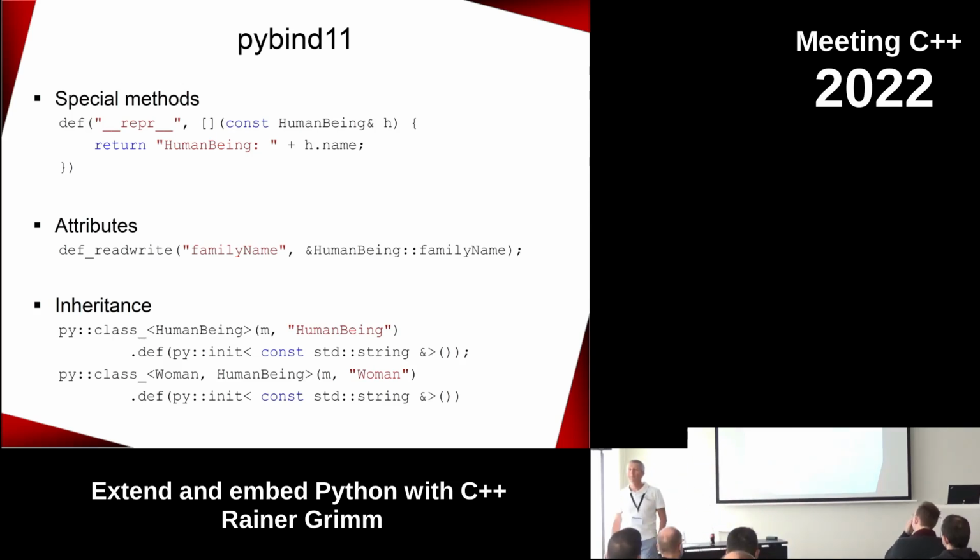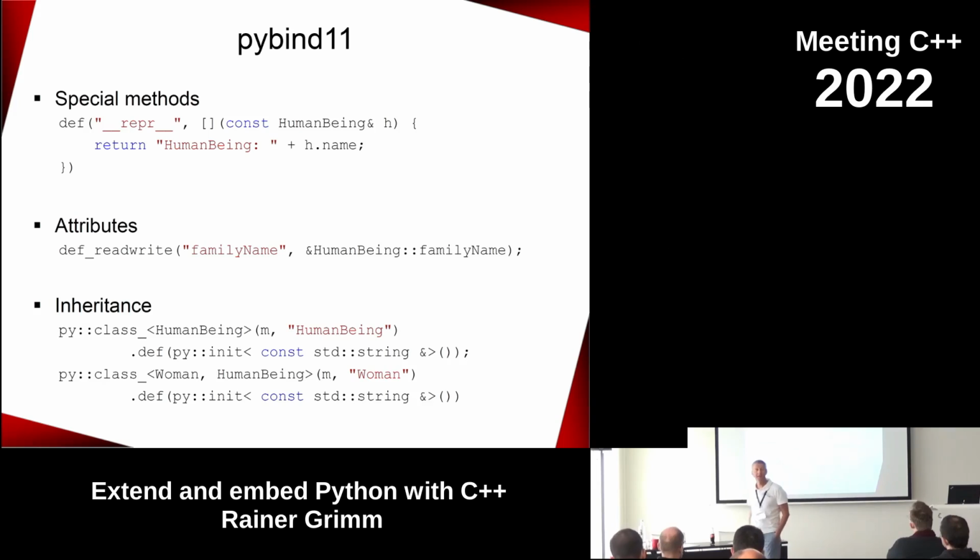Who knows what dunder repr means? Can you say it? If not, I could do it. Dunder repr is a kind of output operator for Python. This is when you want to display something in a scientific way, or exactly, you overload dunder repr. When you want to do it more human readable, you overload dunder str. So once more, have a look here. I define here dunder repr, which is dispatched to a lambda.